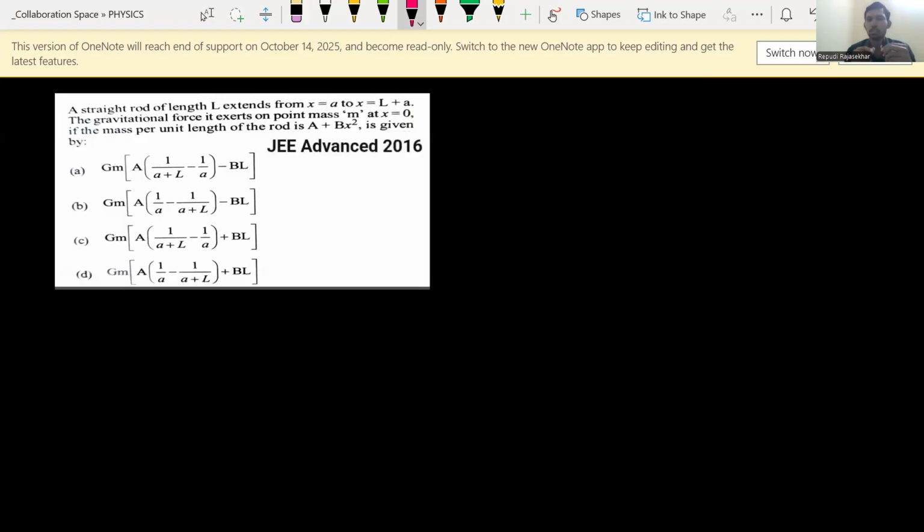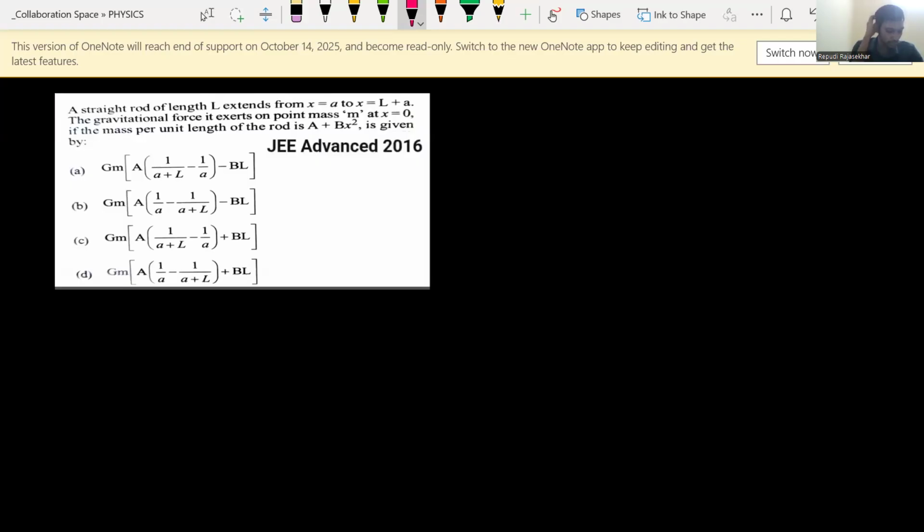For extended bodies, the gravitational law equation we cannot apply directly. So only one method is there, the integration method we need to apply. Why we have to apply the integration method, and how would we know that we need to apply it? That we will discuss in this question. Just see this question once.